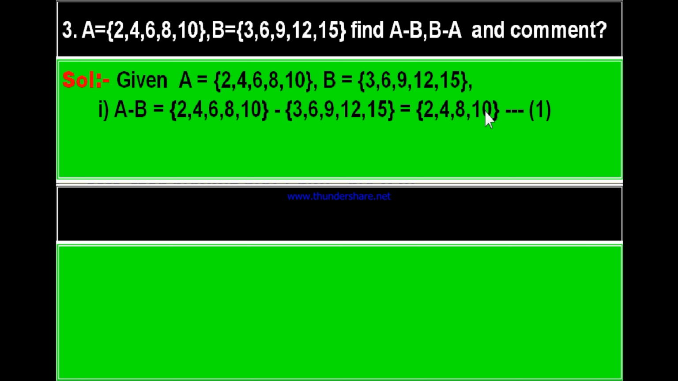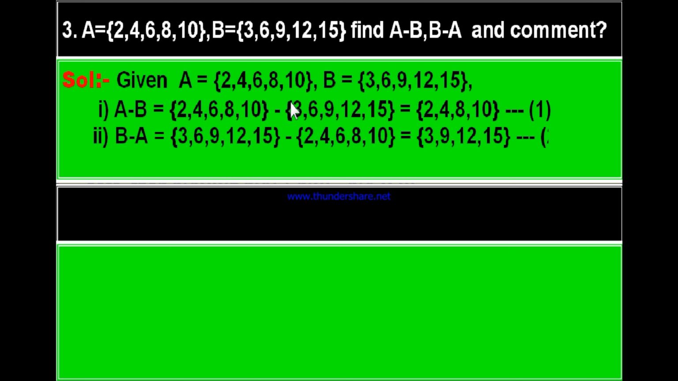Therefore write 10 also. Then A minus B means you have to write the elements that are present in the first set only, which are not in the second set. Then the solution for A minus B is set 2, 4, 8 and 10. Now the second bit, let us find B minus A.